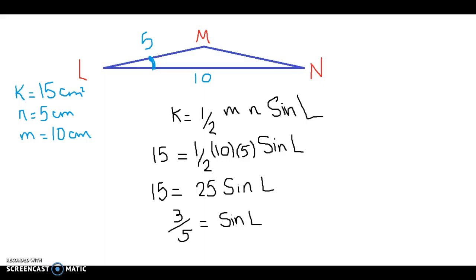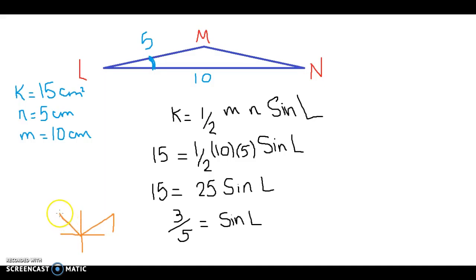So K, the area, equals half of the 2 sides and the sine of the included angle. So half of 10 times 5 times the sine of angle L. If you work it out and solve for the sine of angle L, you'll see that half of 50 is 25, and if you divide by 25 and reduce, you'll see that sine L equals 3/5. So now we have to remember the previous chapter where we said that sine is positive in quadrants 1 and 2.